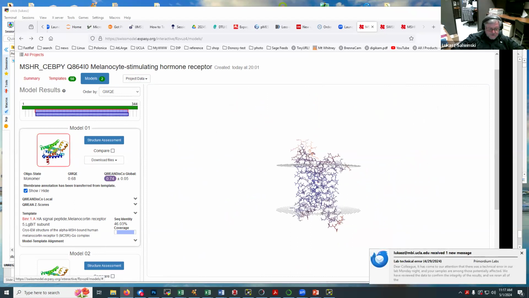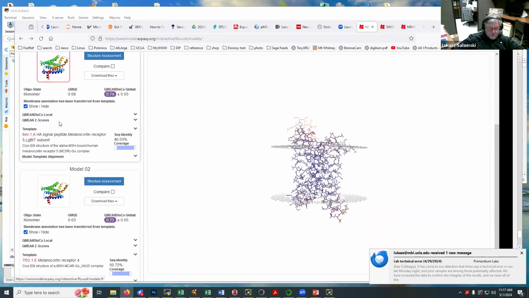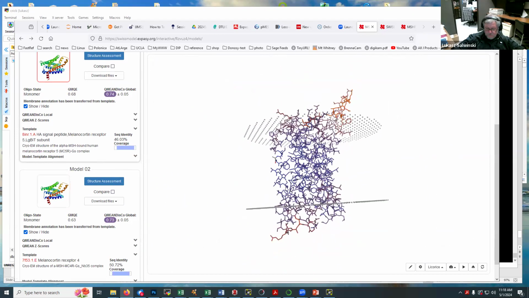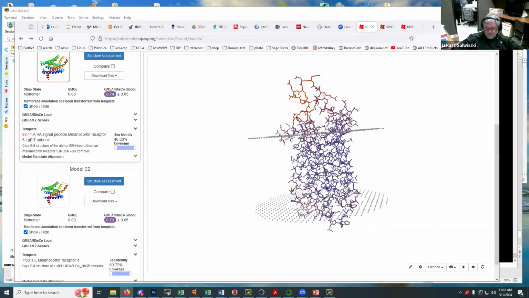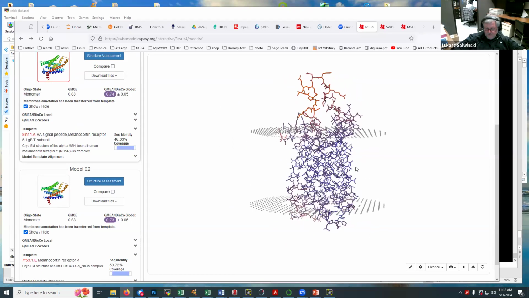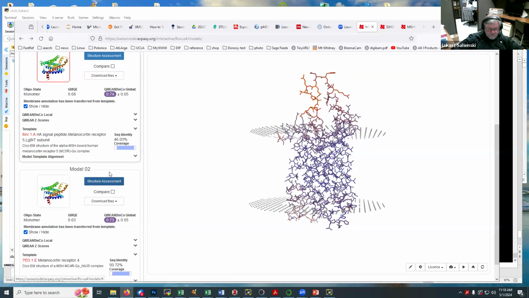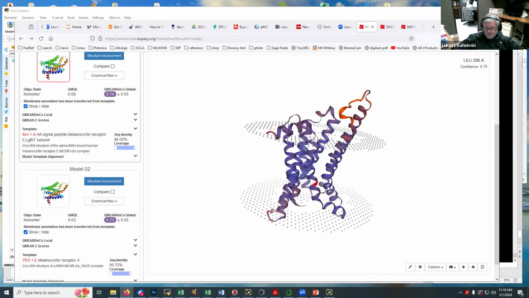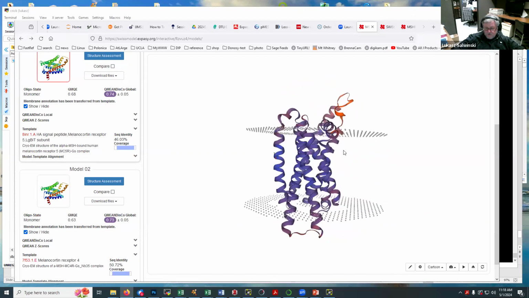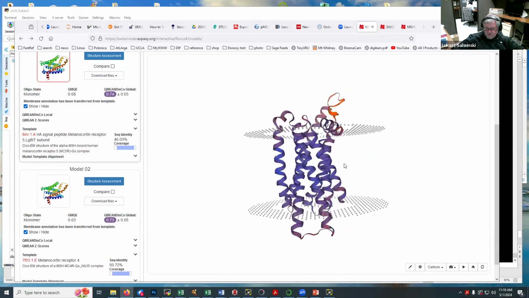Let's see. Now we're still looking at model one. To go to model two, we've got to click on the icon. So now we've got the model based on a different template. Okay, we can change the modeling to cartoon. So it's sort of similar, but who knows?